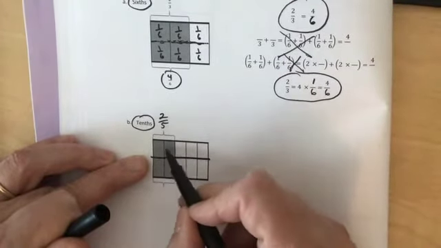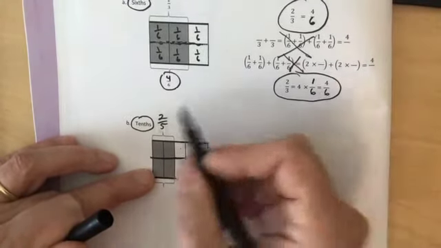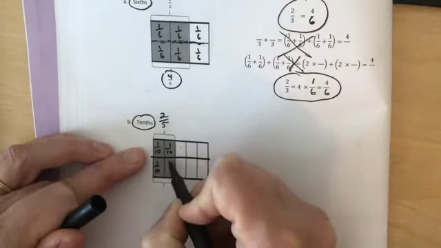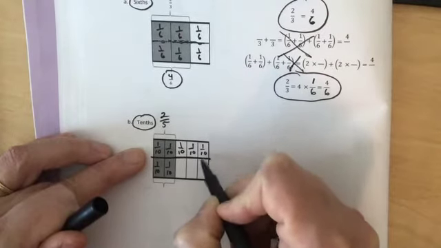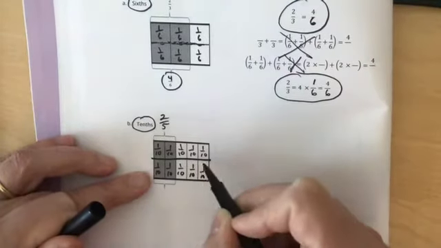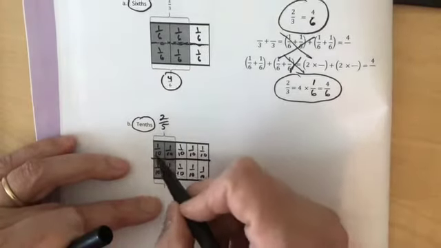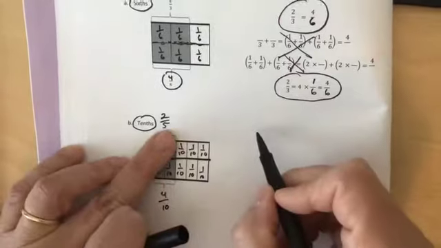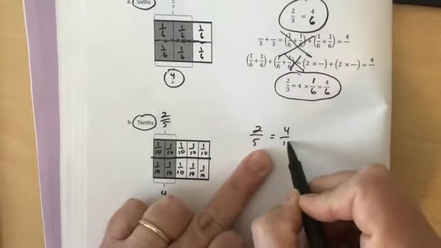Let's just double check. 1, 2, 3, 4, 5, 6, 7, 8, 9, 10. Yep, 10 spaces. So each of these is then 1/10. And I could fill all these in if I wanted to. So altogether, that's 10 tenths. The shaded area, which was our 2 fifths, is 1, 2, 3, 4 tenths. Therefore, 2 fifths is the same as 4 tenths.